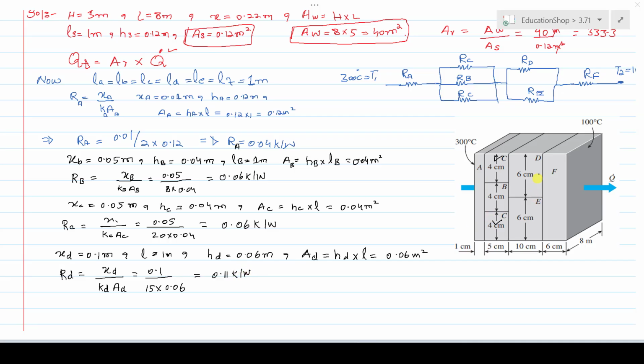If you look at sections D and E, the thicknesses XD and XE are equal because they are in the same dimensions. So these two sections have the same dimensions but are of different material.